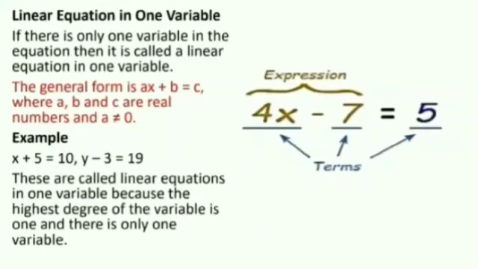Next, linear equation in one variable. If there is only one variable in the equation, then it is called a linear equation in one variable. The general form is ax + b = c, where a, b and c are real numbers and a is not equal to 0.